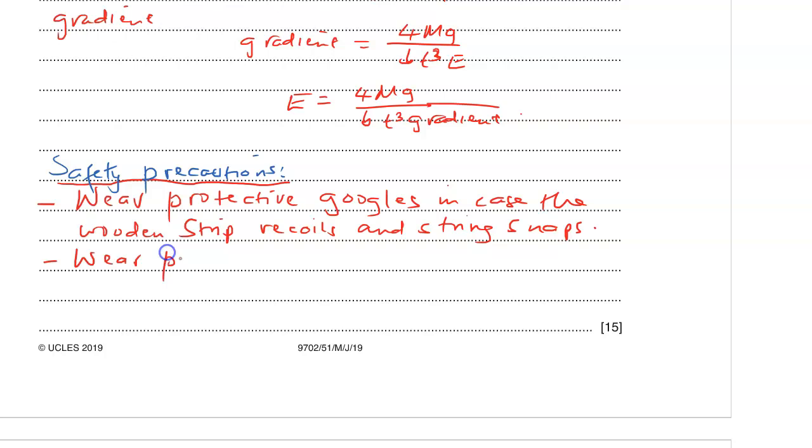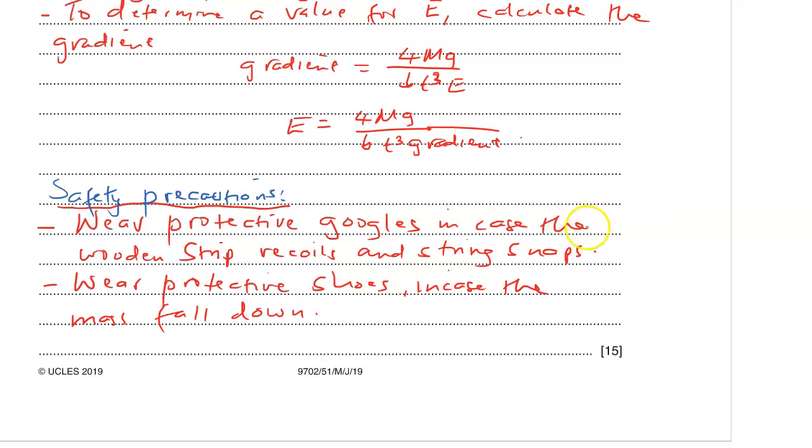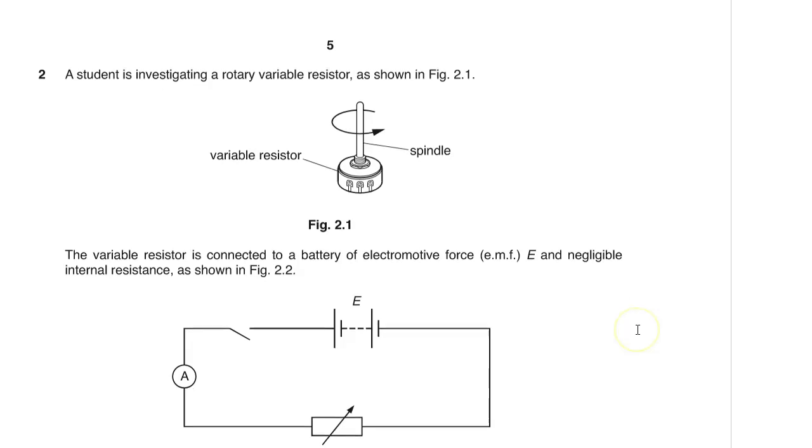protective shoes. Wear protective shoes in case the masses fall down. You could also use a mat so that when the masses fall down, they don't damage the floor. So those are some of the things that you need to use to write for you to earn the whole of these 15 marks. So bear in mind, this question is 15 marks. Question number 2.